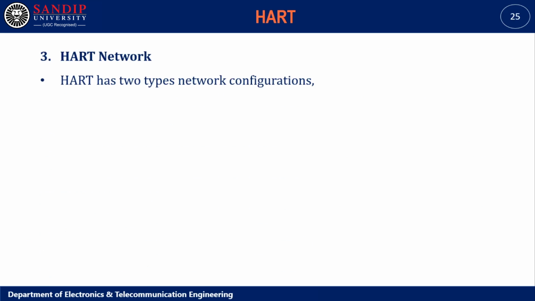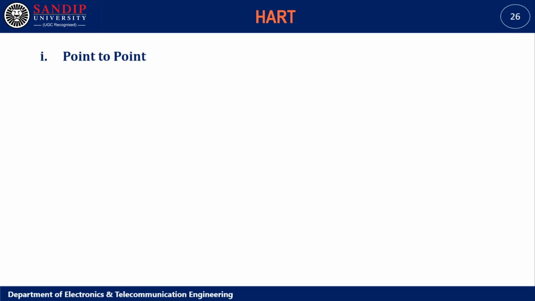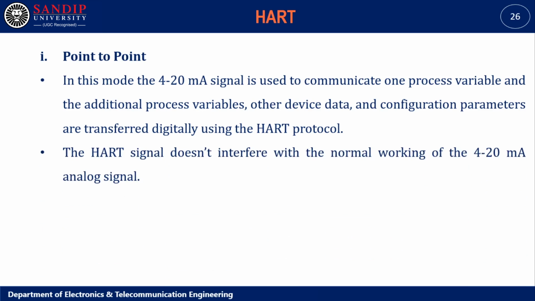HART network. HART has two types of network configuration: point-to-point and multi-drop. A HART device can operate in any one at a time. First is point-to-point. In this mode, the 4 to 20 mA signal is used to communicate one process variable, and the additional process variables, other device data and configuration parameters are transferred digitally using the HART protocol. The HART signal doesn't interfere with the normal working of the 4 to 20 mA analog signal.